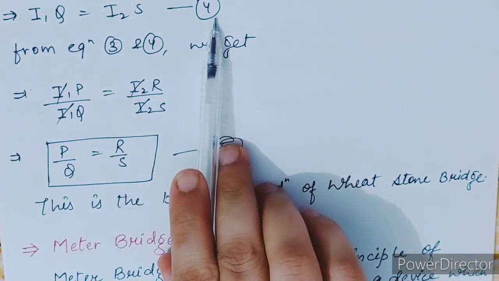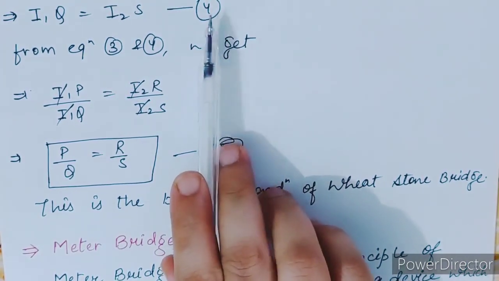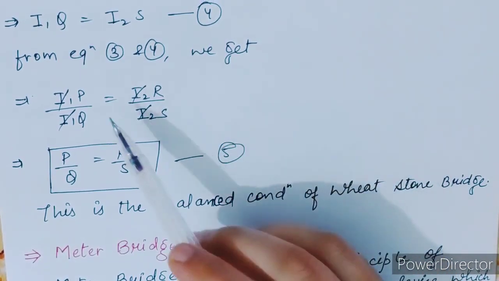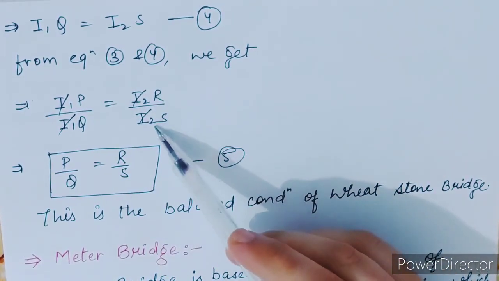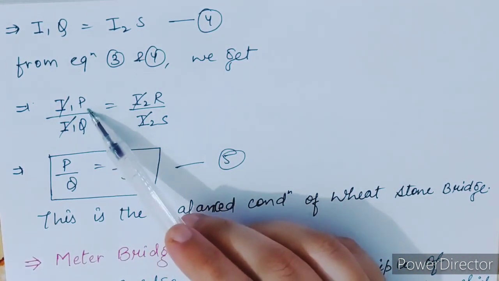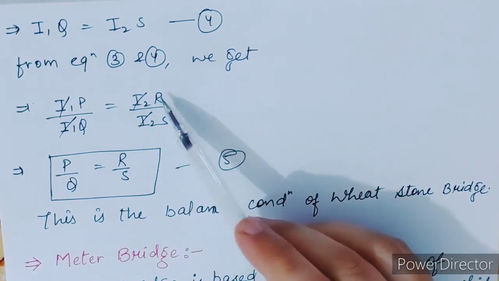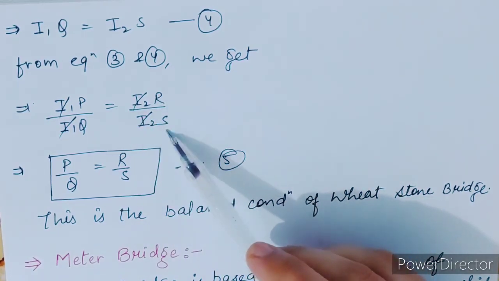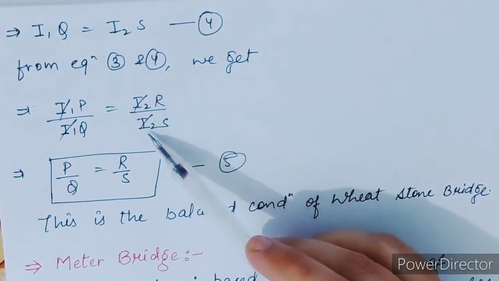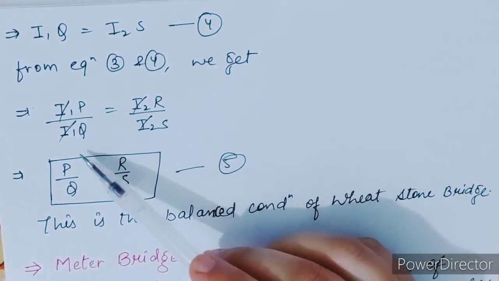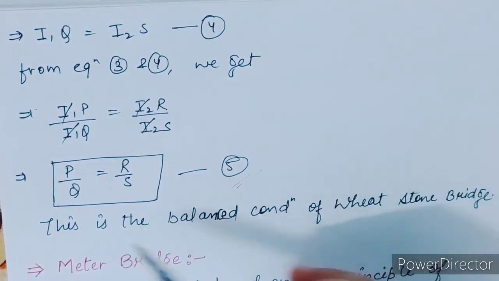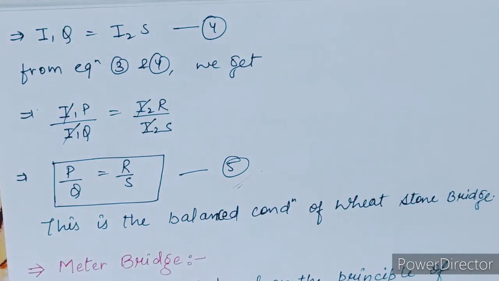Equation number 4. Now what do we have to do with equation 3 and equation 4? We have to take the ratio of equation number 3 and equation number 4, meaning divide equation 3 by equation 4. Then I1P divided by I1Q is equal to I2R upon I2S. I1 and I1 cancel out, I2 and I2 cancel out. The remaining term is P upon Q equals R upon S. This is the balance condition of the Wheatstone bridge.